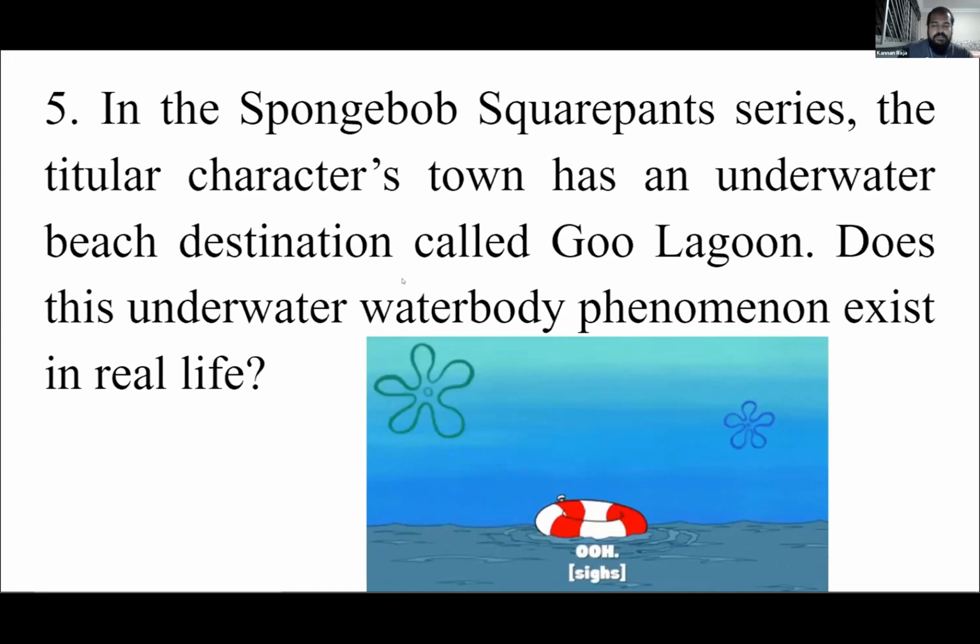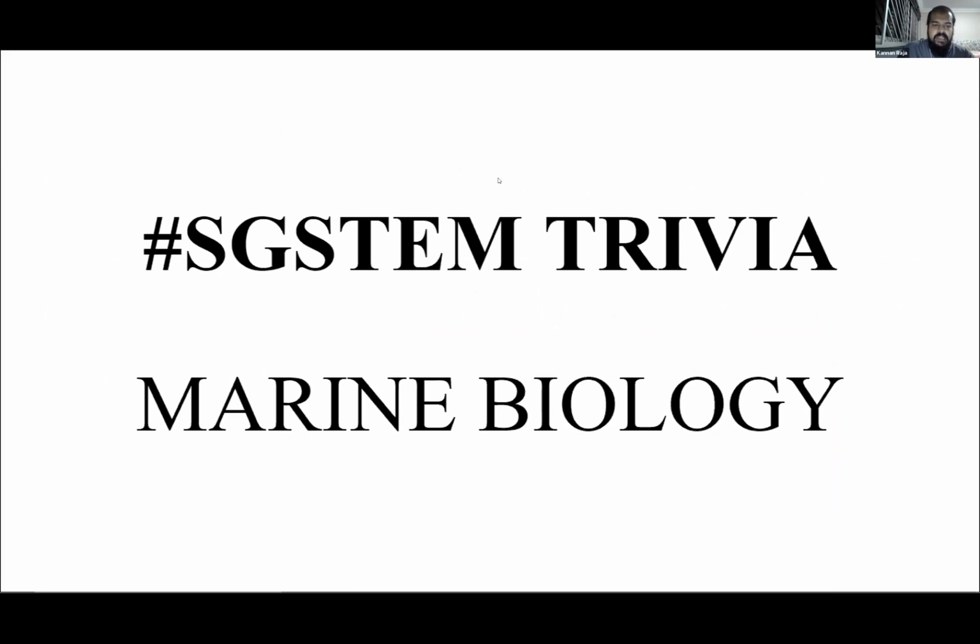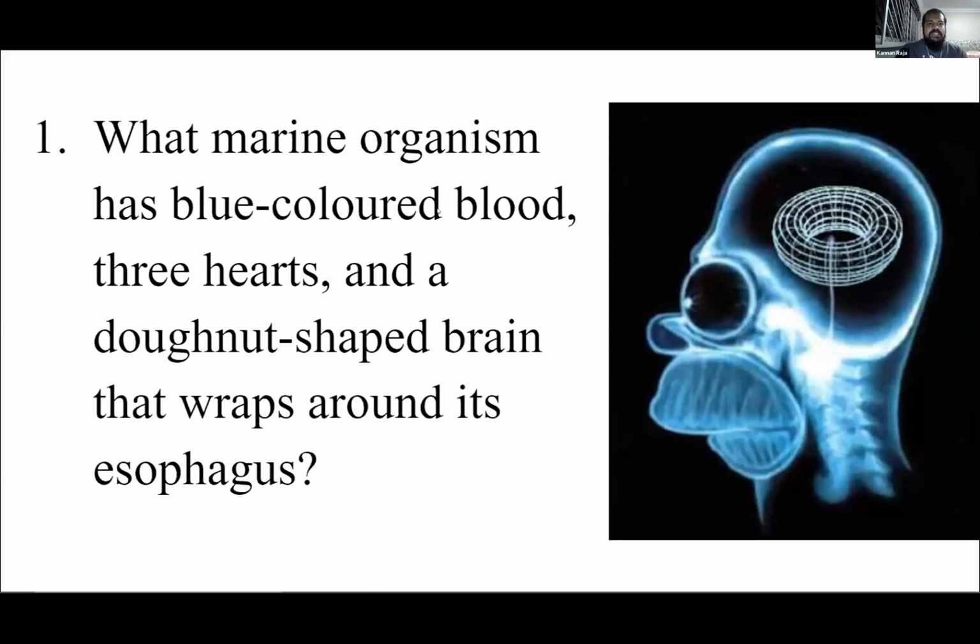Okay, moving on to the second M. Marine biology. People who are doing marine stuff and ocean stuff will probably be really happy with the quiz today. So let's see what marine biology holds. A, one. What marine organism has blue-colored blood, three hearts, and a donut-shaped brain that wraps around its esophagus?